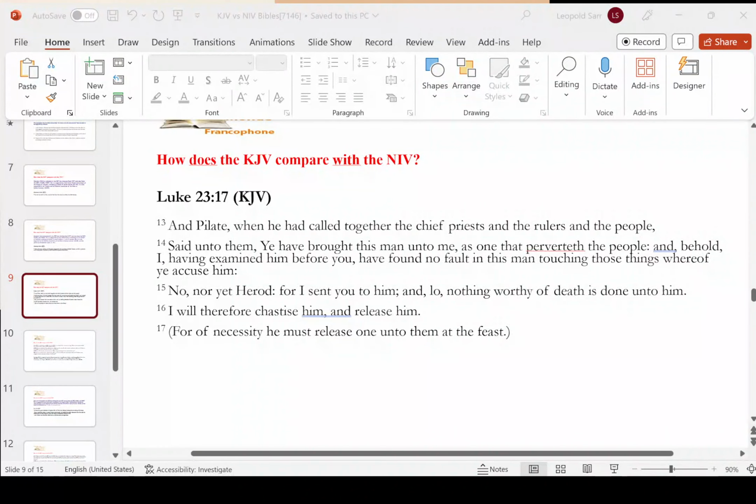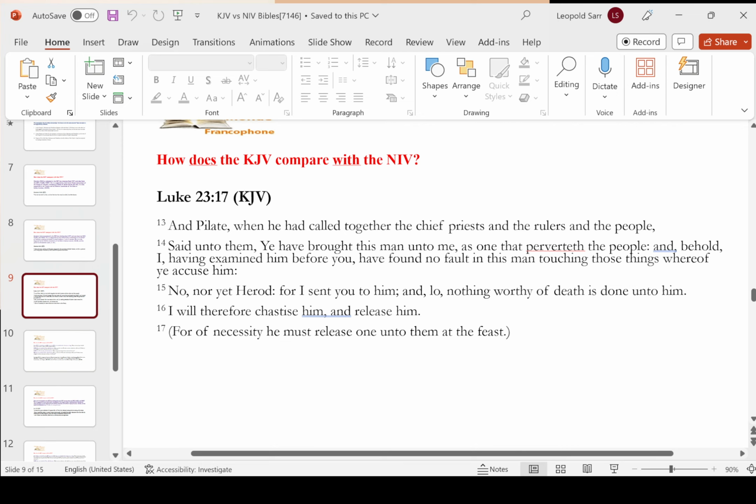Now let's first read a little bit of the background of Luke chapter 23, verse 17. Verse 13 says, "And Pilate, when he had called together the chief priests and the rulers and the people, said unto them, Ye have brought this man unto me," speaking of Jesus Christ, "as one that perverteth the people, and behold, I, having examined him before you, have found no fault in this man touching those things whereof ye accuse him." Verse 15, "No, nor yet Herod, for I sent you to him, and lo, nothing worthy of death is done unto him. I will therefore chastise him and release him."